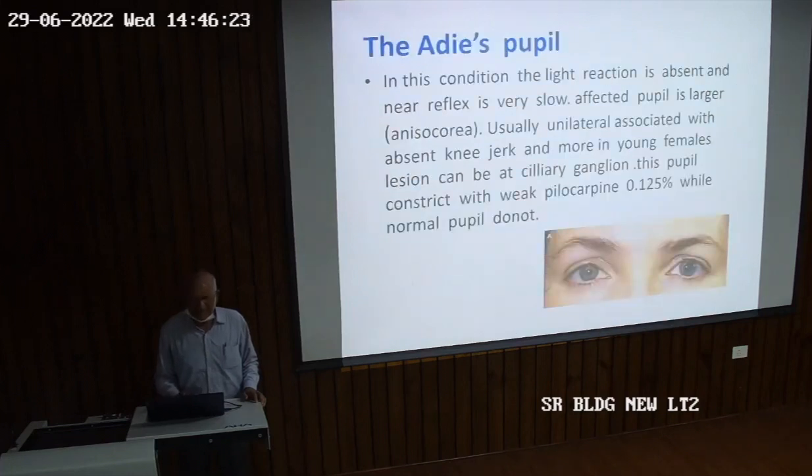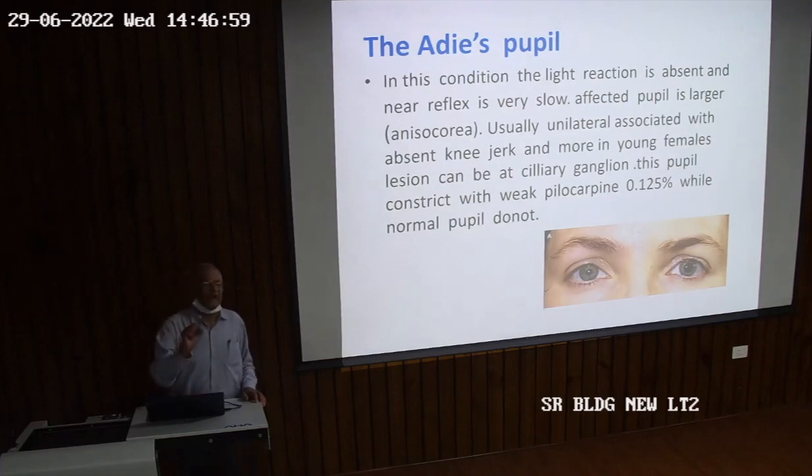Reverse to this is the last pupil, Adie's pupil. Here there is no light reaction, but the near reflex is absent or relatively absent. Sluggish reaction is there. In this condition the light reaction is absent and the near reflex is very slow. The affected pupil is larger. This is a larger one. Anisocoria, unilateral, associated with the absence of knee jerk, more in young females. The lesion can be at the ciliary ganglion. This pupil is constricted with weak pilocarpine, 0.1%, while normal pupils do not.